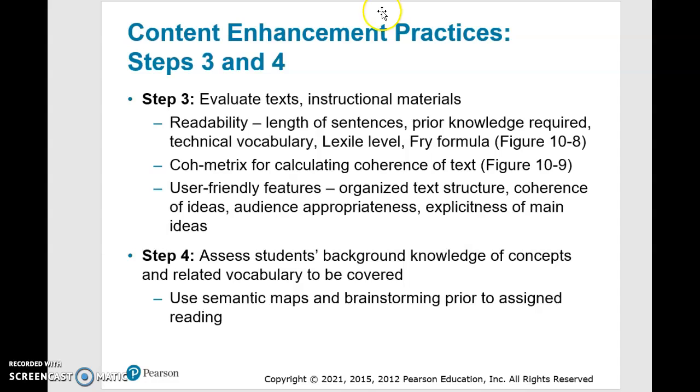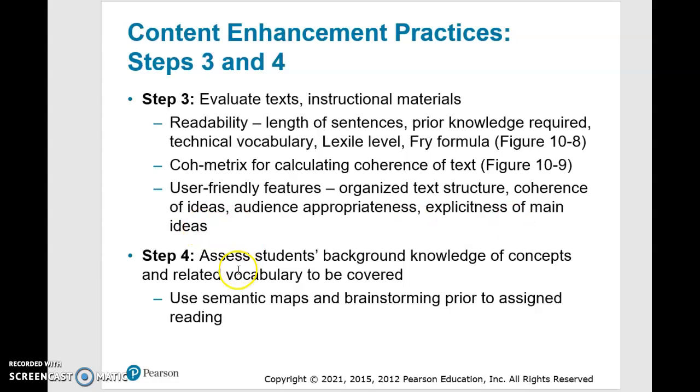Steps 3 and 4. Evaluate text and instructional materials, thinking about the readability, the metrics for calculating coherence of text and user-friendly features, audience appropriateness, stuff like that. Explicitness of the main ideas. Are the main ideas spelled out in that particular passage or text, or do the students really need to search for those main ideas? Initially, of course, we want the main ideas to be really explicit and really spelled out for them so they don't have to search to try to find the main ideas. As they get more proficient, yes, then they can have to search a little more. But at the beginning, we want to be very explicit.